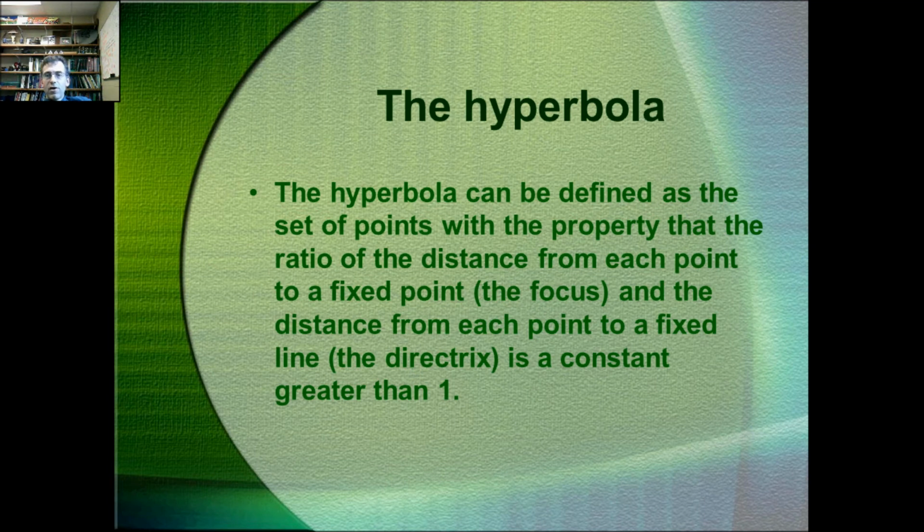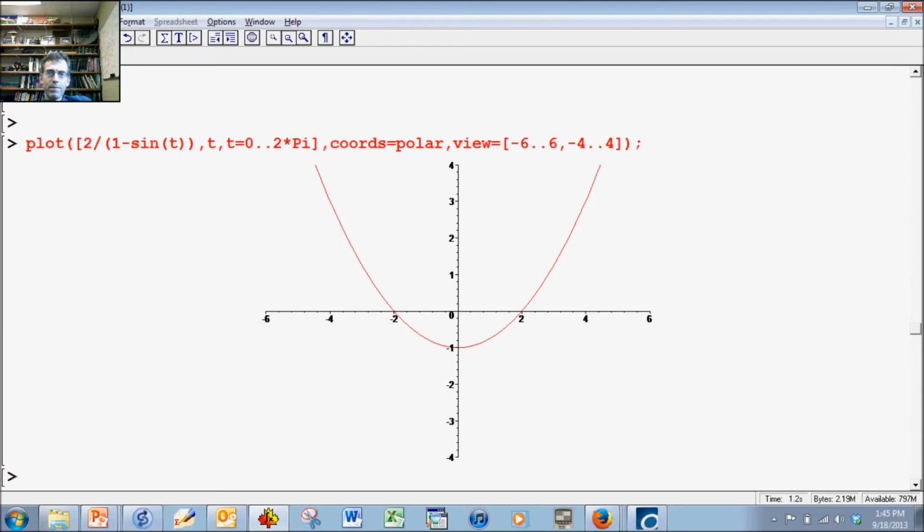Hyperbola is similar, except the constant is greater than 1. The main thing to note here is that in the parabola, the distance is constant, so that the distance between the focus and each point is the same as the distance from the directrix to each point. With an ellipse, the distance from the focus to the point is maybe 1/2 the distance of the directrix to the point, and with the hyperbola, it may be twice the distance from the directrix to the point.